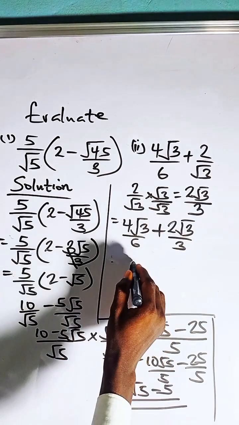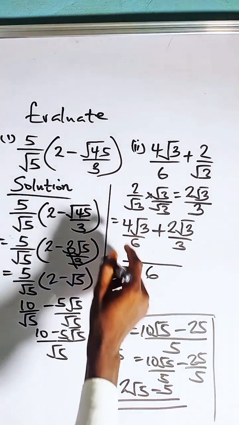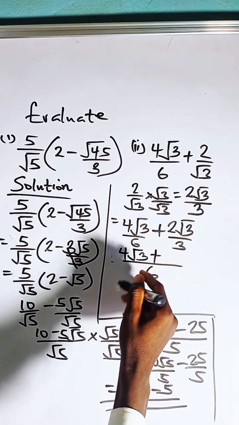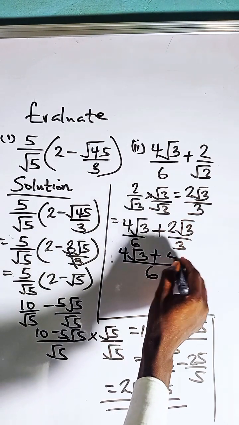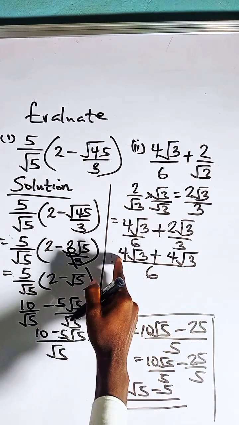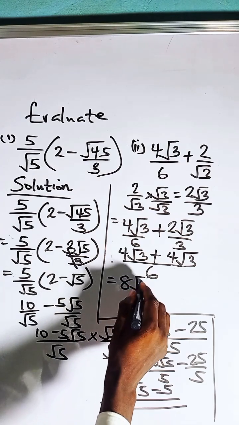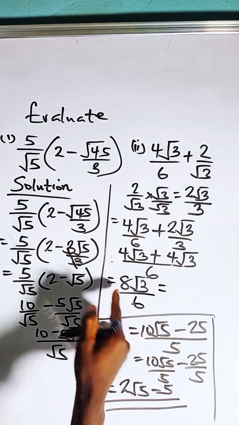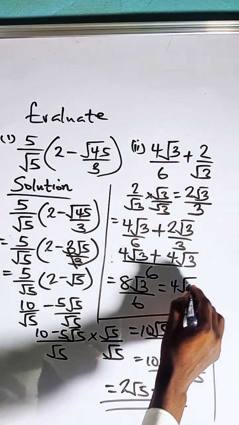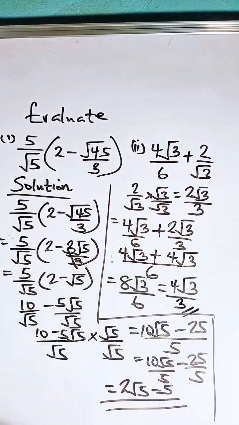So let's do the LCM approach. We have 6. When we divide 6 by 6, we have 1 times this, which gives 4 root 3, plus, when we divide 6 by 3, we have 2 multiplied by this, which gives 4 root 3. Since we have the same roots, let us add up. We have 4 plus 4, which is 8 root 3 divided by 6. When we simplify this further, we use 2: 4 root 3 divided by, 6 divided by 2 is 3.